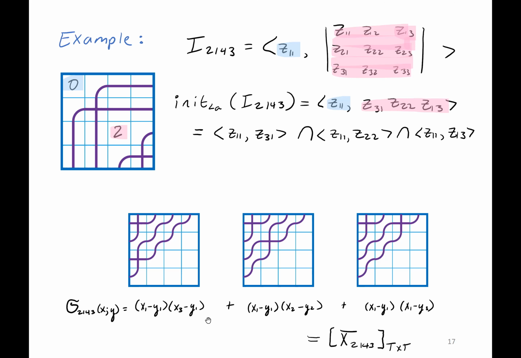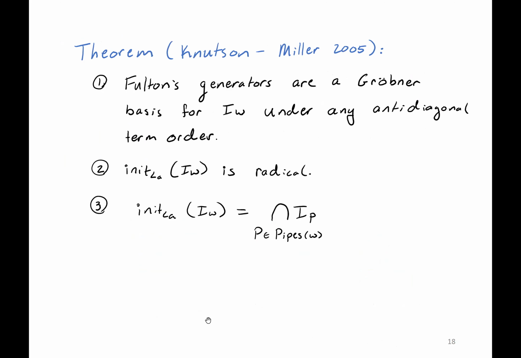Indeed, this always happens. Knutson and Miller showed that Fulton's generators are a Gröbner basis under any anti-diagonal term order. That in turn means that the initial ideal is radical. You can take a prime decomposition, and when you do that, you see pipe dreams are indexing the primes, or in other words, the coordinate subspaces. So this gave geometric naturality not only to Schubert polynomials, but also to their combinatorics in terms of pipe dreams.